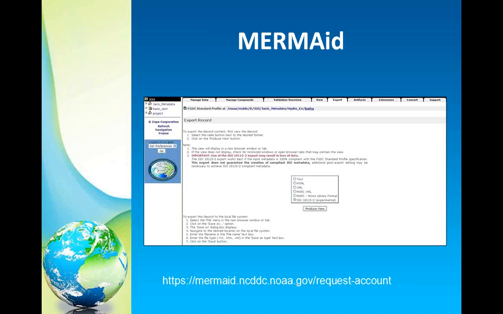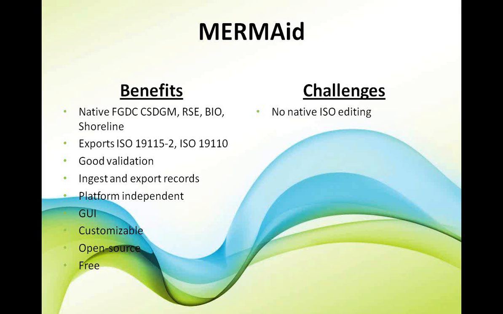And so you can have that exported record. You can also export the feature catalog, if you have a section 5, an entity and attribute section. The benefits of Mermaid are that it does have native FGDC editing. It exports the ISO 19115-2, and then the feature catalog, the 19110. It has excellent validation, you're also able to ingest and export records from Mermaid, and it's platform independent. It's an online editing tool.